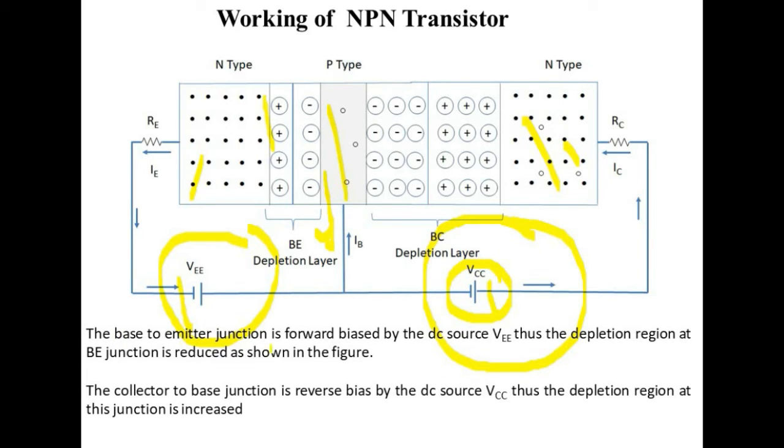So the base to emitter junction is forward biased by the DC source VEE. Thus the depletion region at the BE junction is reduced, or we say the barrier potential is reduced. The collector to base junction is reverse biased by the DC source VCC. Thus the depletion region at this junction is increased.